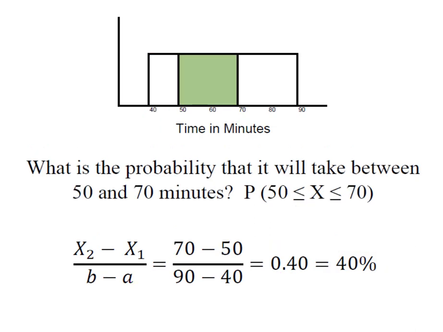So what if we want to know, what is the probability associated with it taking between 50 and 70 minutes? So this green area is the area that I'm interested in. So between 50 and 70 minutes. So 70 becomes my X2. 50 becomes my X1. So I'm going to plug in X2 minus X1. 70 minus 50. And remember, my B was the top of my interval at 90 minutes. A was the bottom of my interval at 40 minutes. So I take my 70 minus 50, 90 minus 40, and it comes out to 40%. So there's a 40% probability that someone will be able to pressure wash their driveway, and it will take them between 50 and 70 minutes.